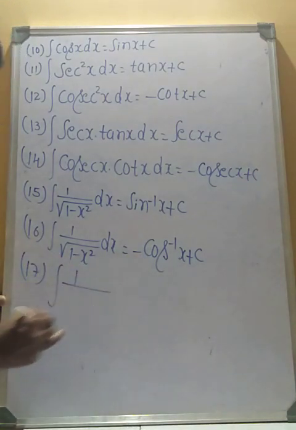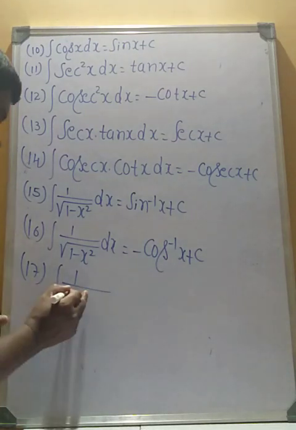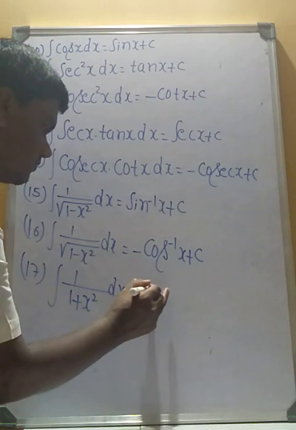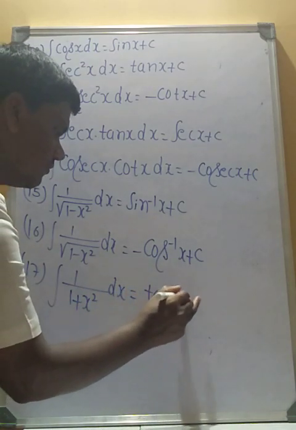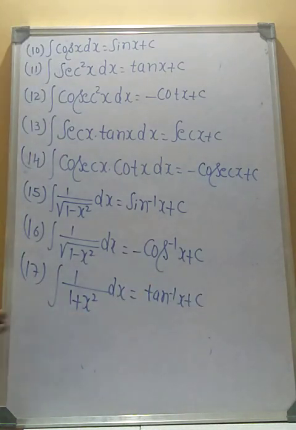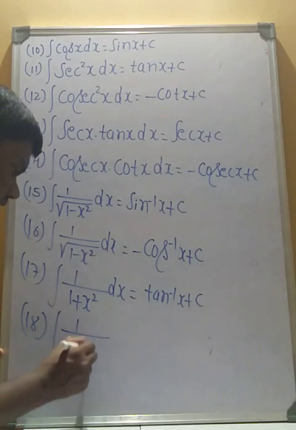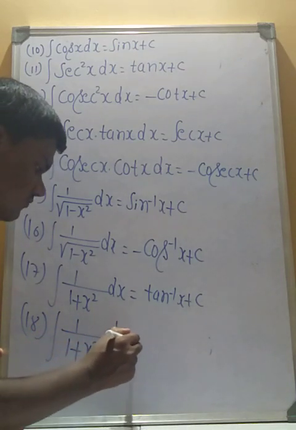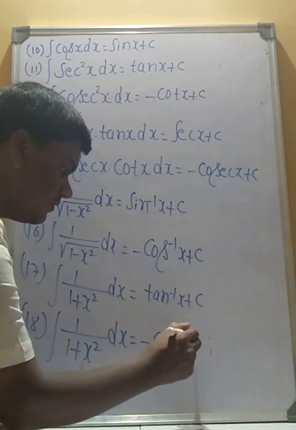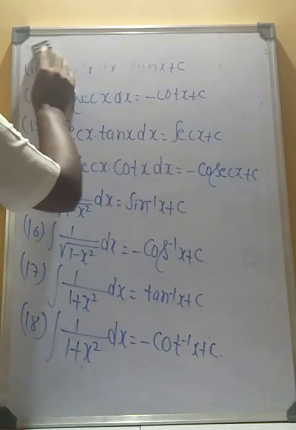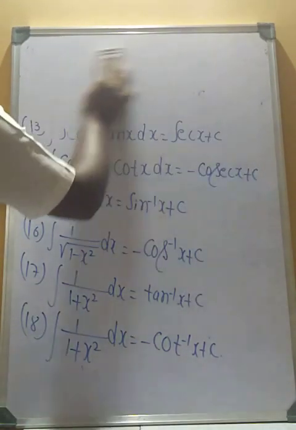Integral of 1 divided by 1 plus x square into dx is equal to tan inverse x plus c. Integral of 1 divided by 1 plus x square into dx is equal to minus cot inverse x plus c. So these are all formulas, list of integrals, that is standard integrals.